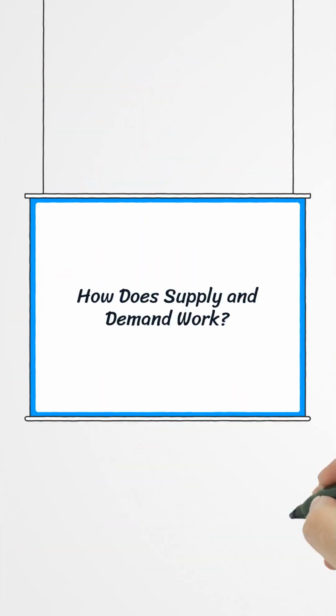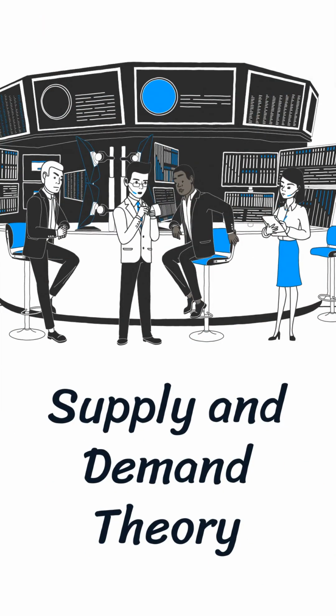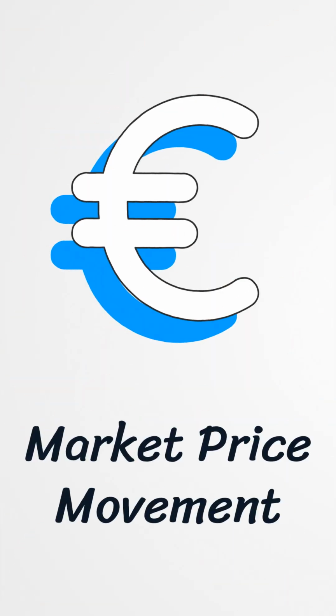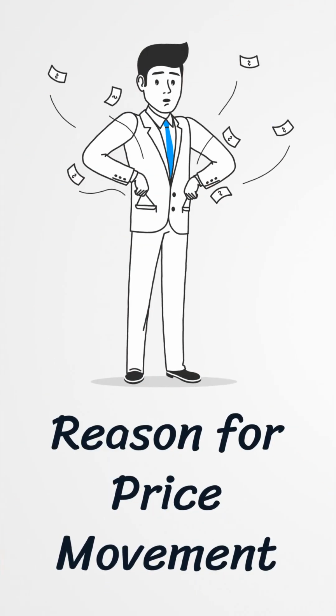How does supply and demand work? Supply and demand theory. The market price of anything bought and sold in a free market like Forex moves for one reason only: changes in supply and demand. There is no other reason why the market price moves.